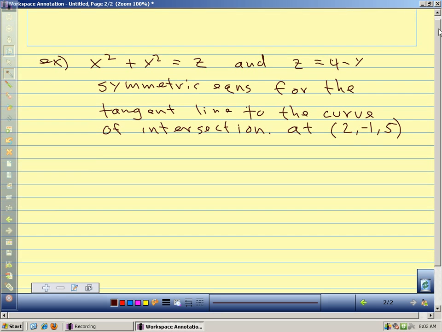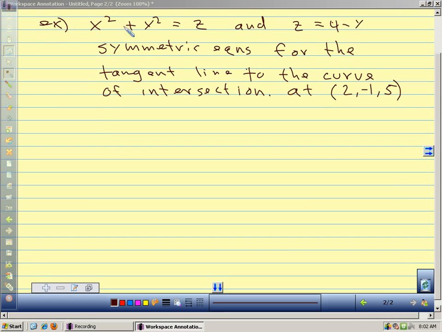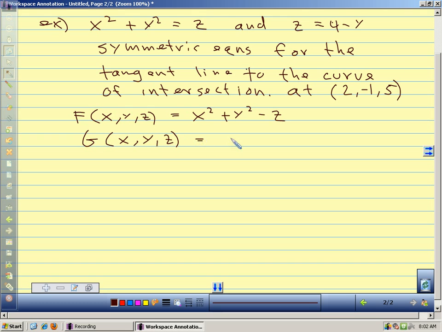The way I'm going to go about this is, for the first equation, I'm going to say that f of x, y, z equals x squared plus y squared minus z. And I'm going to say that g of x, y, z equals 4 minus y minus z. So these are my functions of three variables. Anybody have an idea of how we're going to proceed to solve this problem?